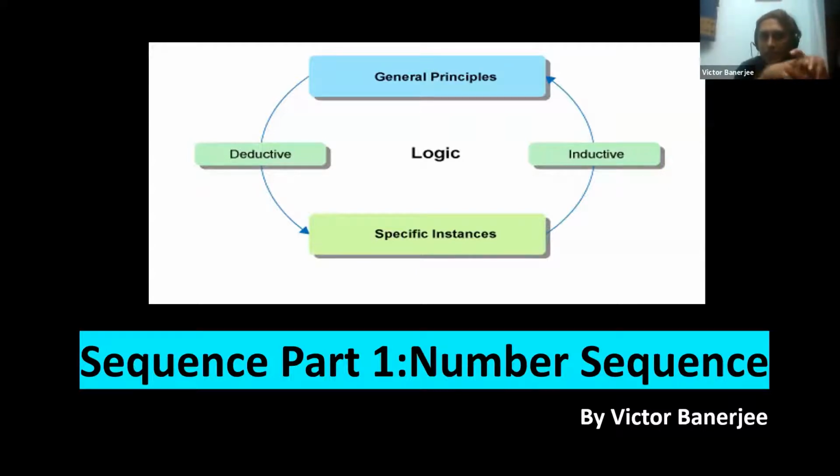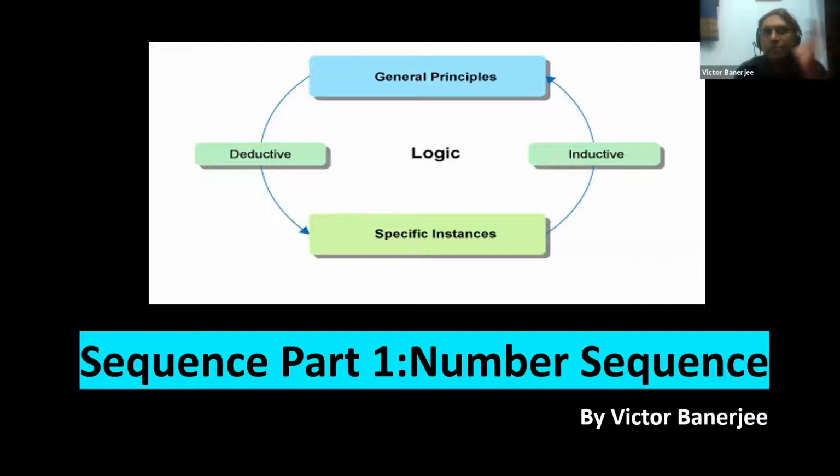Some general principle is given. For example, if I say the sun rises in the east everywhere, and the question is in which direction the sun rises in India, your answer should be east. That's deductive reasoning. A general principle is given and you are finding a specific instance. The opposite is known as inductive.